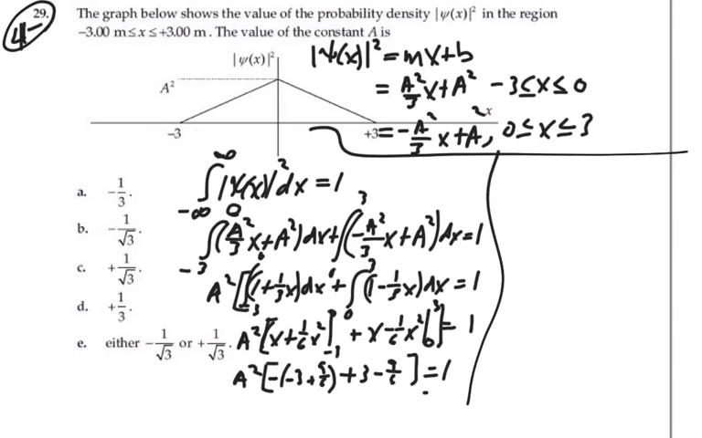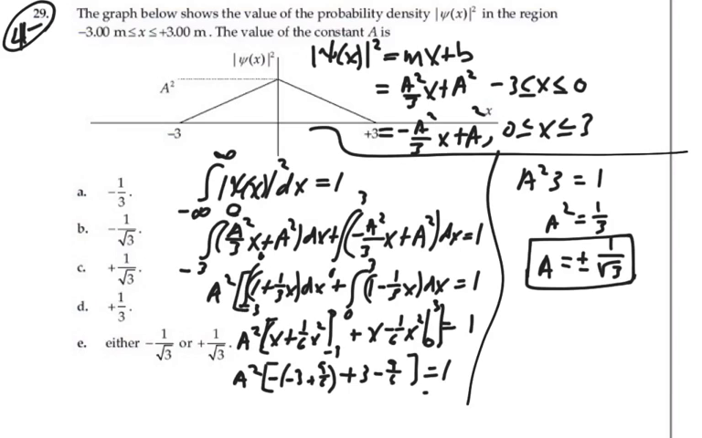minus 3. So it's going to be a squared times 3 equals 1, or a squared is equal to 1/3, or a will be plus or minus 1 over the square root of 3. And since we're looking for a squared to equal 1/3, it doesn't matter whether it's plus or minus. Either one will do to give us an a squared equal to 1/3. So in this case, we can choose either -1 over the square root of 3 or +1 over the square root of 3.